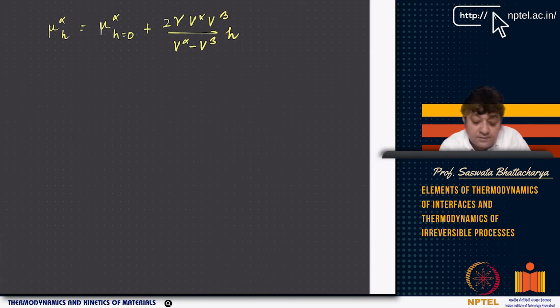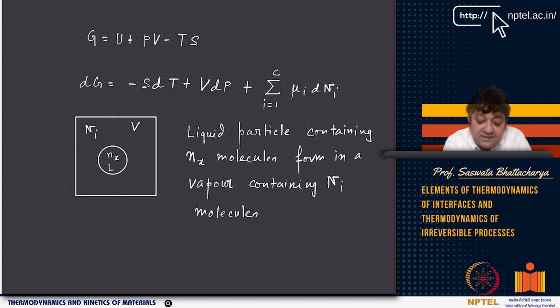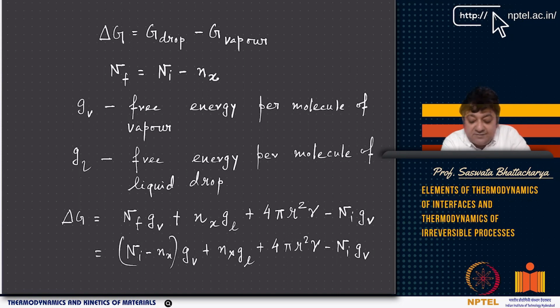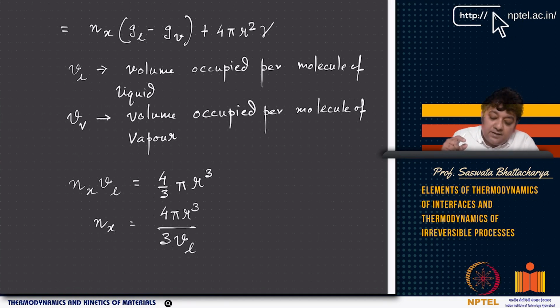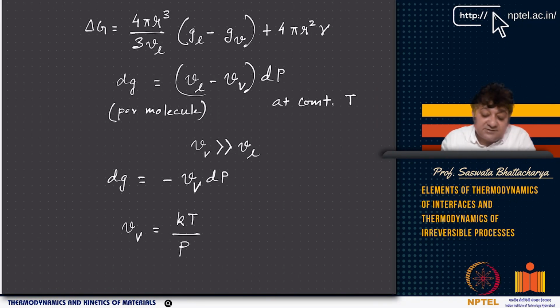Now, if you have a spherical particle that is immersed in an air-rich matrix, this is also an interesting phenomenon. The equation that we derive is called Kelvin's equation, and the crux of the equation is this. So delta G is 4/3 pi r cubed by VL times GL minus GV, that is the free energy of the liquid phase minus the free energy of the vapor phase, plus 4 pi r square gamma. 4 pi r square gamma is basically for a spherical particle, right?